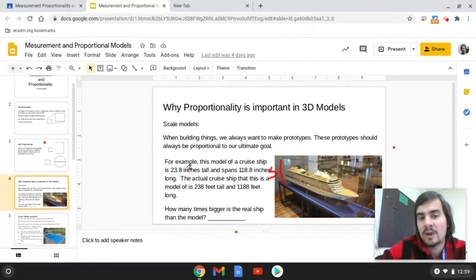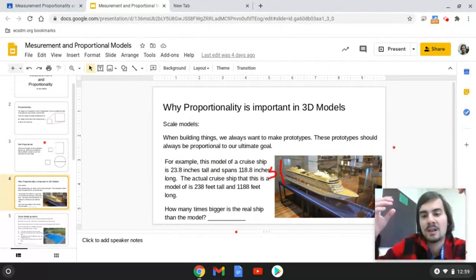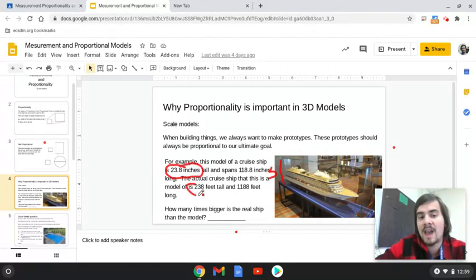So this is 23.8 inches tall. Let's just look at the height, because once we know how much we have to scale the height up by, we know how much we have to scale everything up by. Because we're going to scale the height, the length, the width, whatever we need, we're going to scale it all up by the same number. So let's get the height of the model to match the height of the actual cruise ship that we're building.